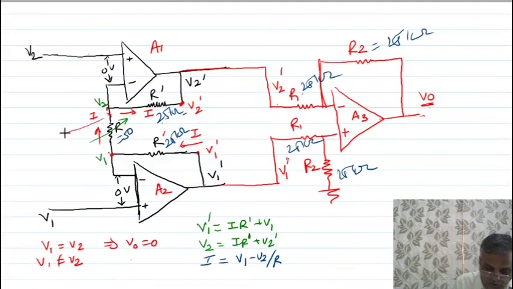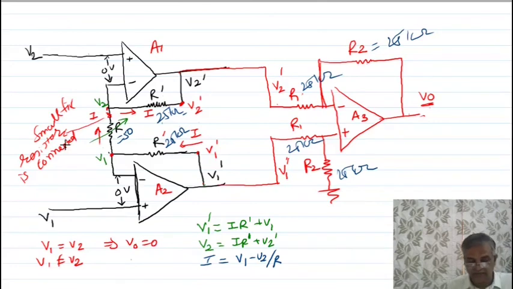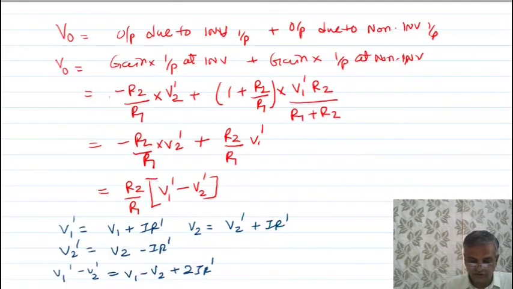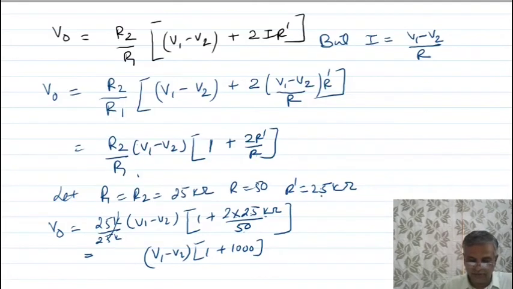This small fixed resistor is connected to avoid the gain becoming infinite. Such a small resistor is connected in series with this. Okay. So this is a complete understanding of your instrumentation amplifier.